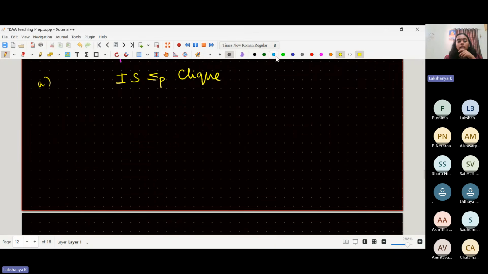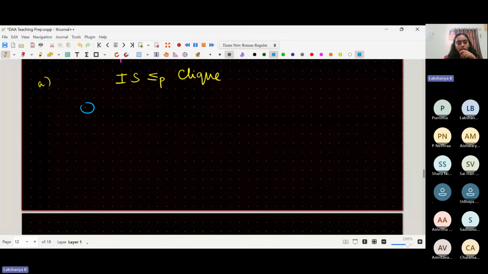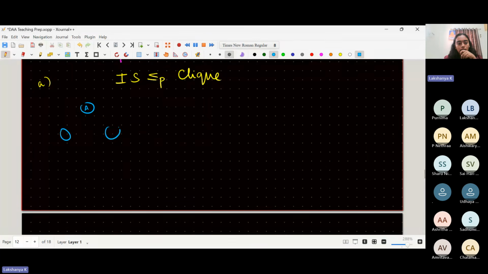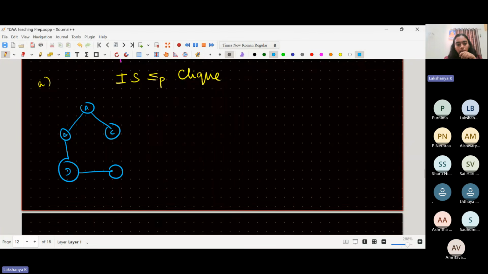Okay, so we'll take the same graph. This was B, this was C, I think this was D, this was E. We had this and this, right? This is the graph. So A, B, C is a clique in your graph G, right? So now let's draw the graph G complement, or G dash.